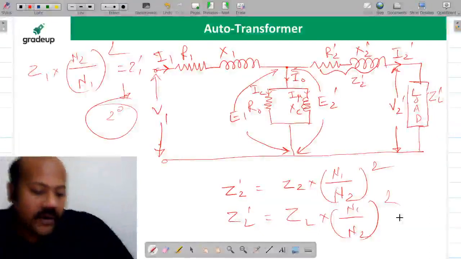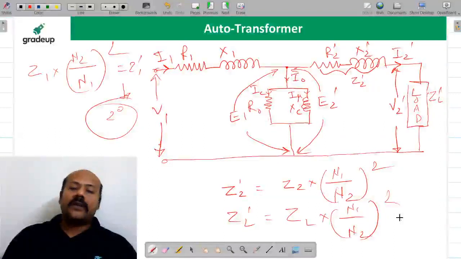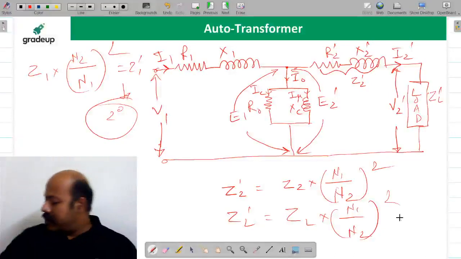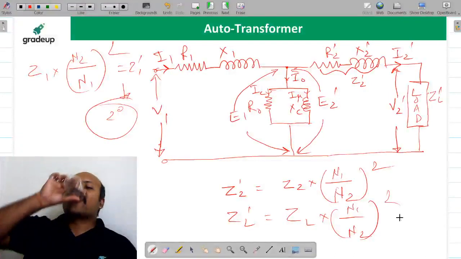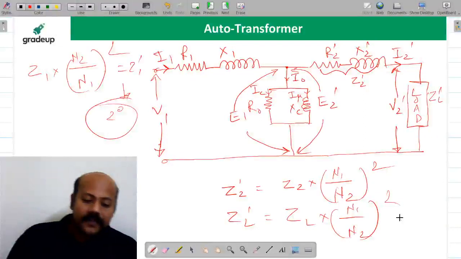So all of you please tell me, are you comfortable with this understanding of the equivalent circuit of the transformer? Please tell me yes or no quickly, because we have limited time and we have to do a lot of things.